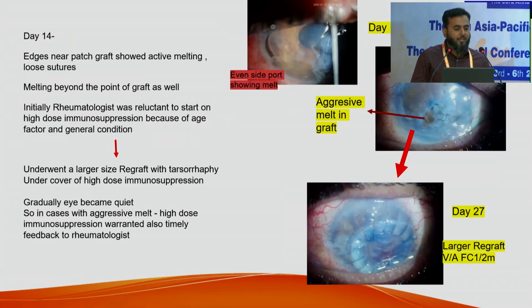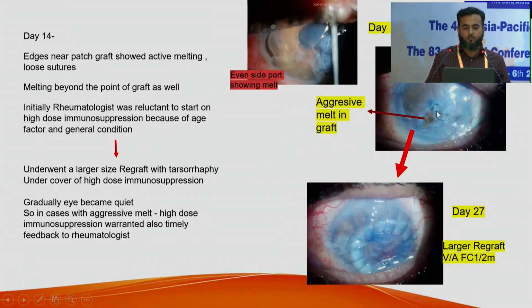But you can see on day 14, again the side port started melting, and there was melting beyond the patch graft area as well as in the central part of the cornea also. So aggressive was the nature of the melting. Now at this time, we consulted the rheumatologist, who said that he will need a high-dose immunosuppression.